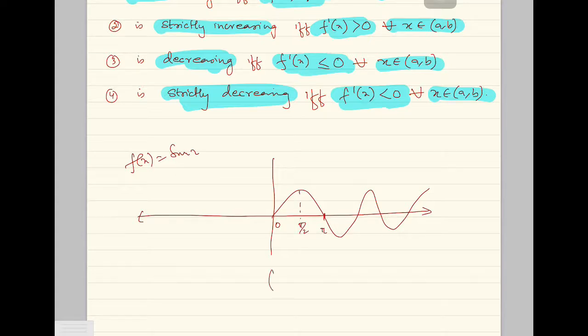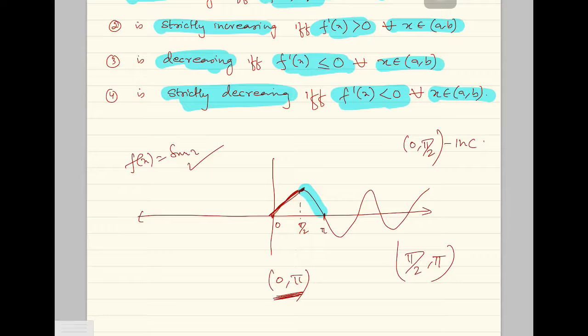Suppose I ask you what is the nature of this function: state whether the function is increasing or decreasing between 0 to pi. Had it been 0 to pi by 2, everyone knows it is increasing. Between pi by 2 and pi, I have already explained this, let me show you. Here, what is it, everyone? It is decreasing, isn't it?